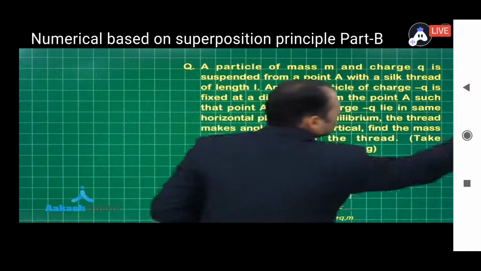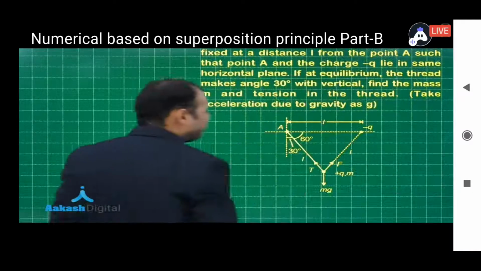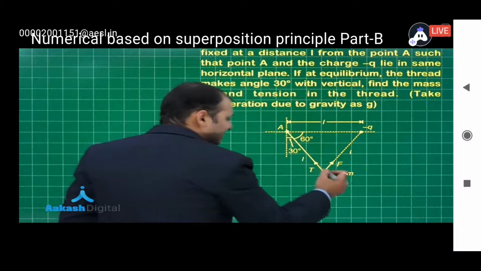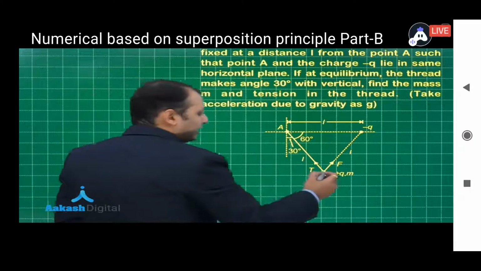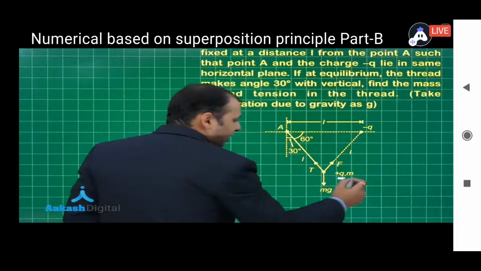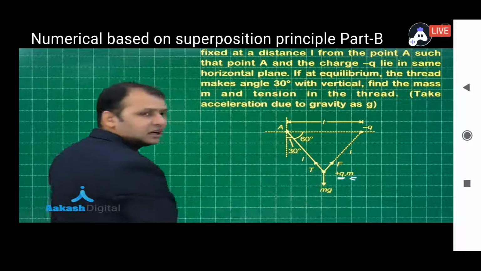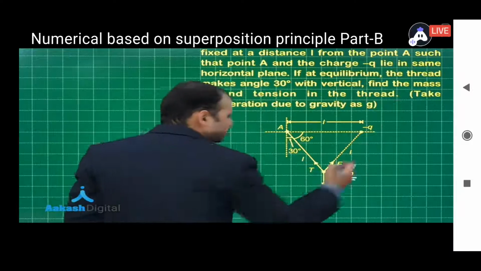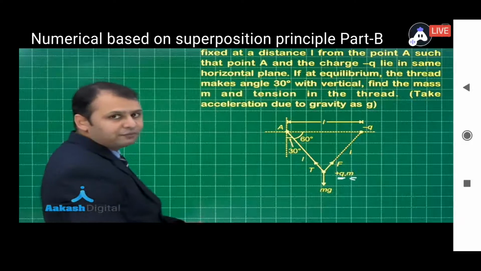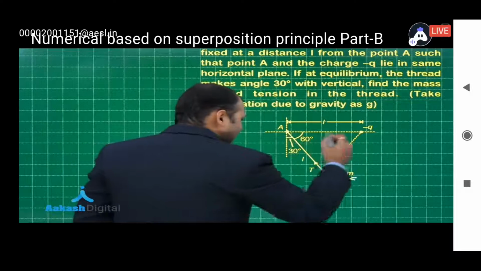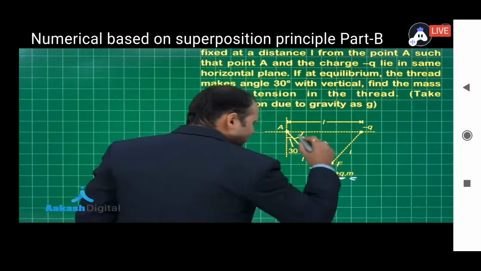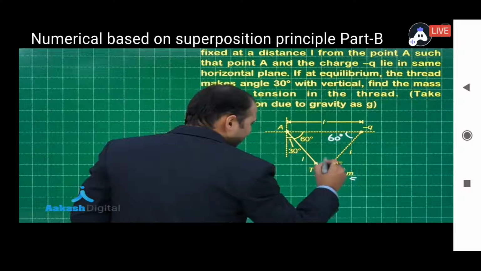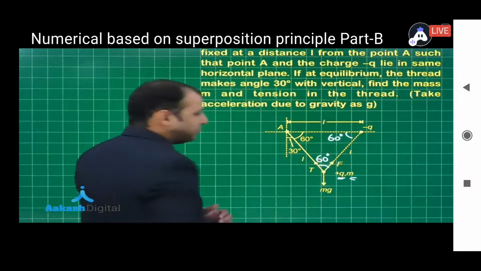Now you can see the question, and let me just explain you a bit. This is the point A with the help of which this mass m is suspended. It is carrying a charge q having mass m, so weight is acting downwards, tension is this side, and this minus q is attracting it towards itself, so that is F. So definitely this is L, this is L, this is L, so this is an equilateral triangle. Certainly this would also be 60 degree and this will also be 60 degree, right?